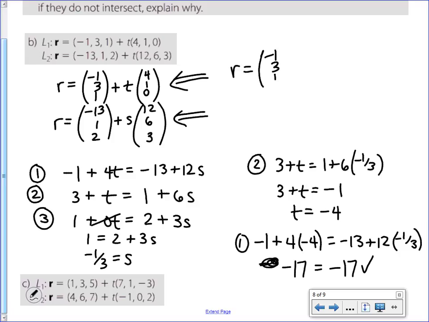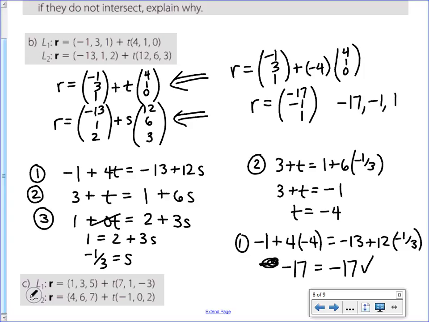Negative 4 is the scalar that you're plugging in for t. That's what we got when we solved for it, which means you'll multiply negative 4 by the direction vector, take that result, add it to the given fixed point on the line, and you'll end up with the point negative 17, negative 1, 1. And so the point of intersection, written as x comma y comma z, is negative 17, negative 1, 1.